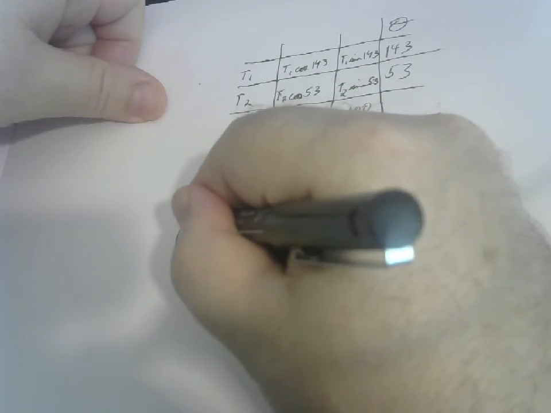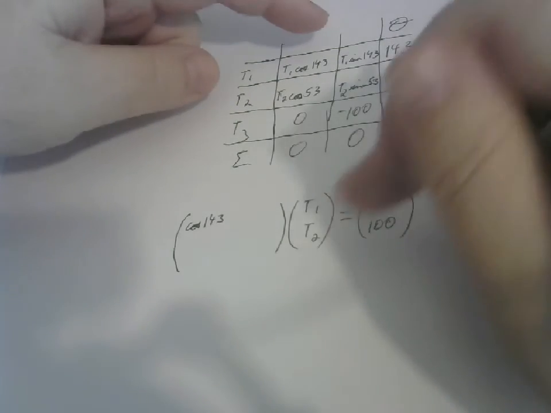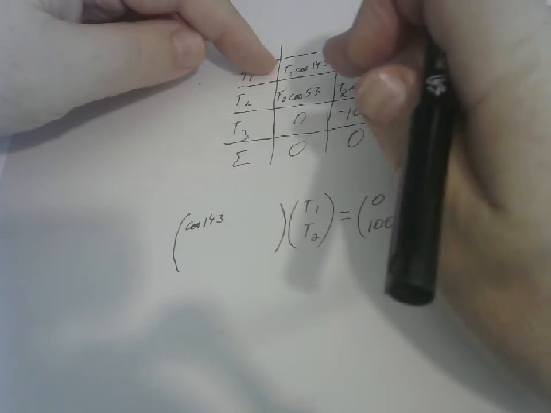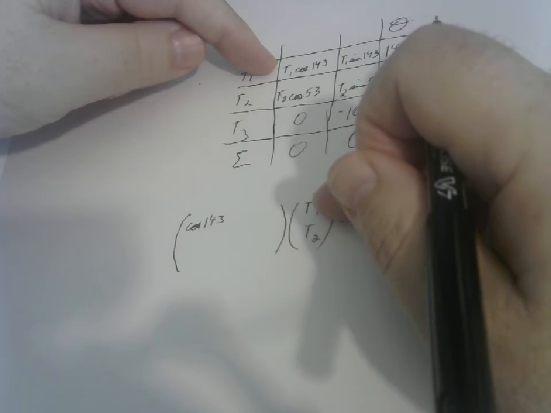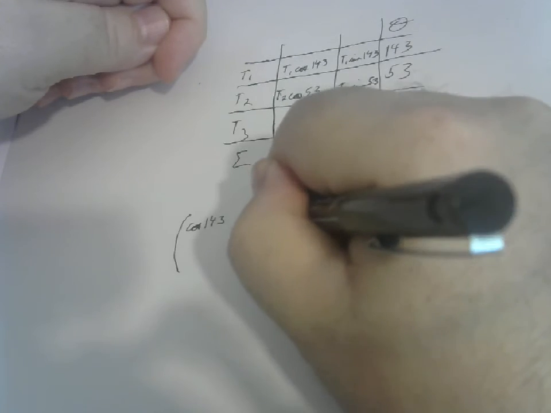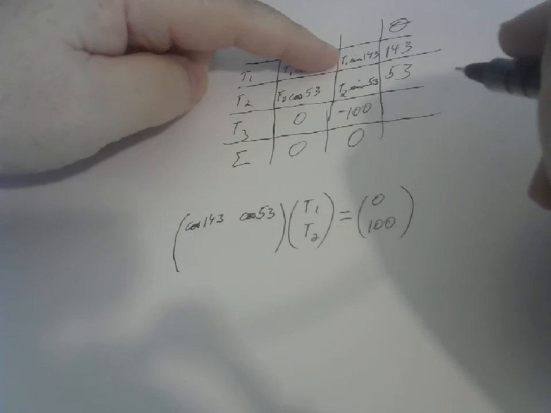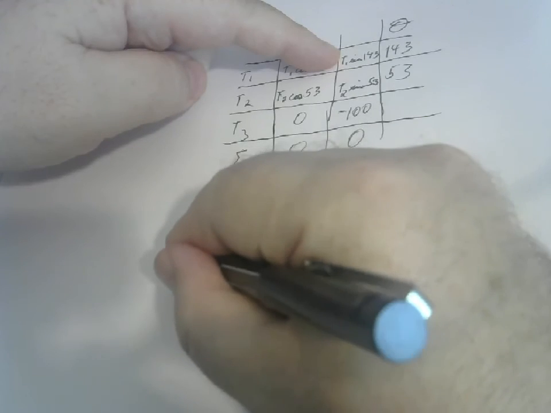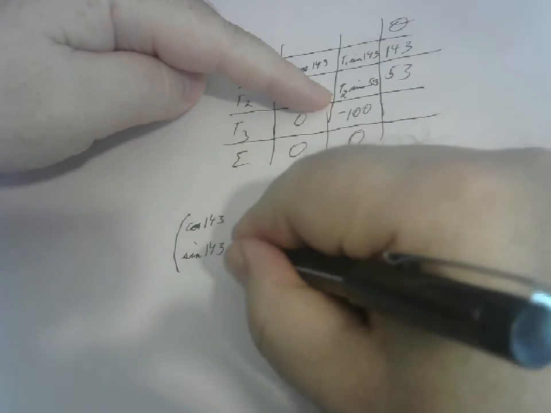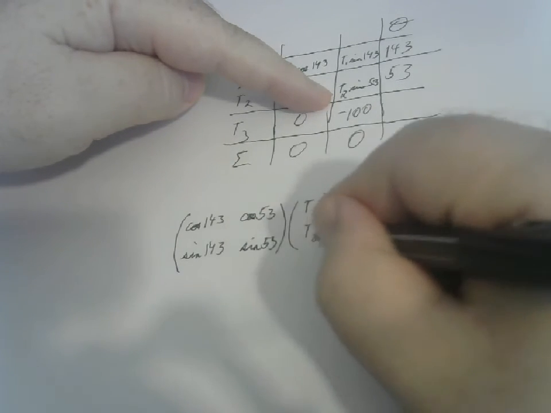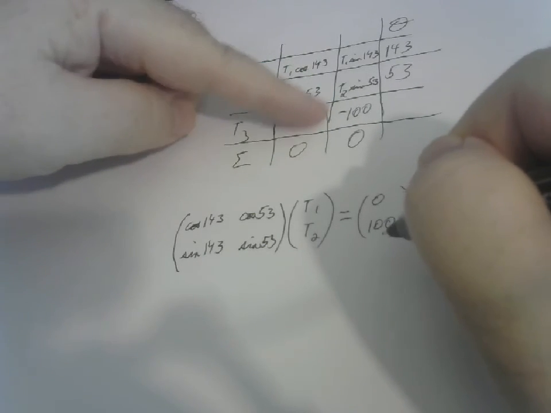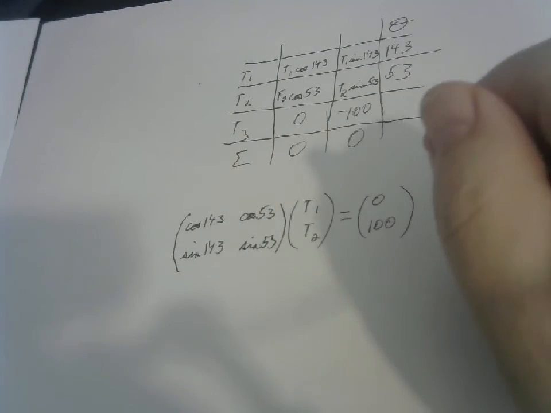No, it's not. It's coming down this way, I'm sorry. T1 and then T2 times cosine 53. Okay, and then the next equation is T1 times sine 143, plus T2 times sine 53, equals minus 100 equals 0, but it will be 100.